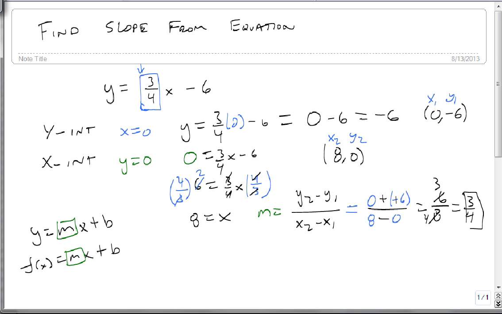One more thing I want you to notice here before we go any farther. Notice this minus 6 right here, that y equals 3/4 x minus 6. Notice that's the same as I get as my intercept. So b is the intercept, which is why we call this slope-intercept form, because we get the slope and the intercept for free.